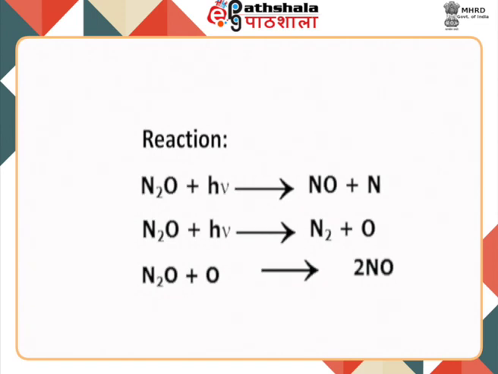Nitrous oxide, which is produced by the action of soil bacteria on nitrate fertilizers, undergoes photolysis in the stratosphere to nitric oxide or free oxygen atoms. N2O plus h nu gives NO plus N. N2O plus h nu gives N2 plus O. The nitric oxide so formed is then oxidized and nitrogen dioxide is formed. The free oxygen atoms interact with nitrous oxide to form nitric oxide. N2O plus O gives 2NO, which is then further oxidized to yield nitrogen dioxide.